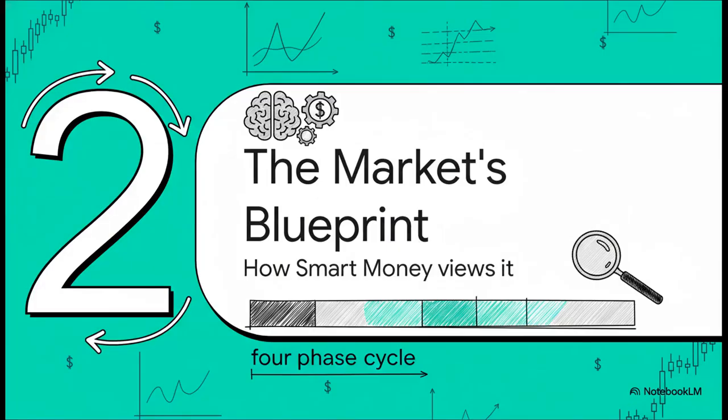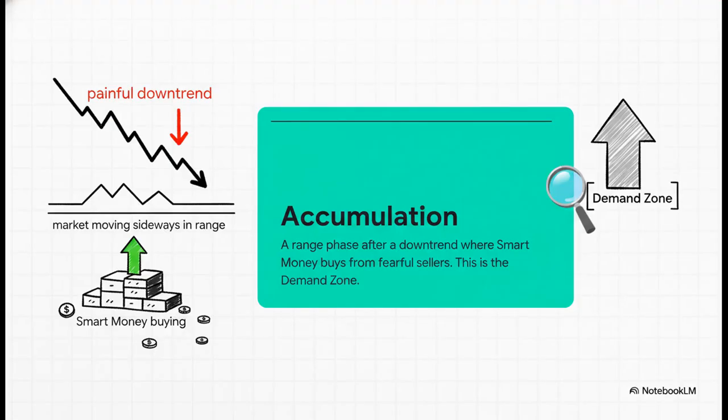This leads us right into the market's blueprint, because where we might see chaos and random price swings, smart money sees a totally predictable four-phase cycle. It's like a map they follow time and time again. The cycle kicks off right here, in a phase called accumulation. This usually happens after a long, painful downtrend. The market just seems to go sideways, stuck in a range, and while fearful retail traders are selling out, smart money is on the other side, quietly buying up all those positions at a discount. This is what carves out a key demand zone.